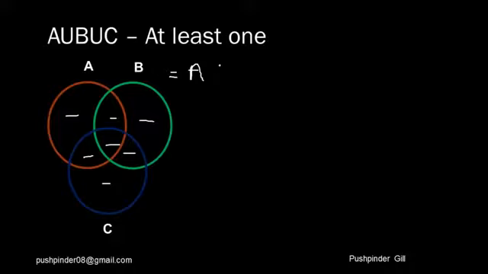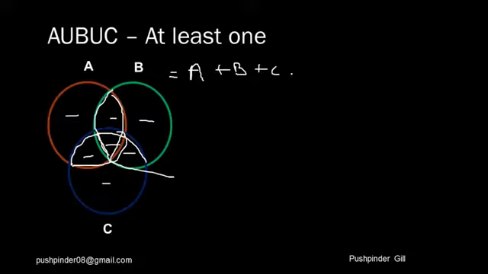It's pretty simple. If I add A, B and C, that means this area has been added twice, this area has been added twice, this area has been added twice. So I need to remove it once, because I need it once in my formula.